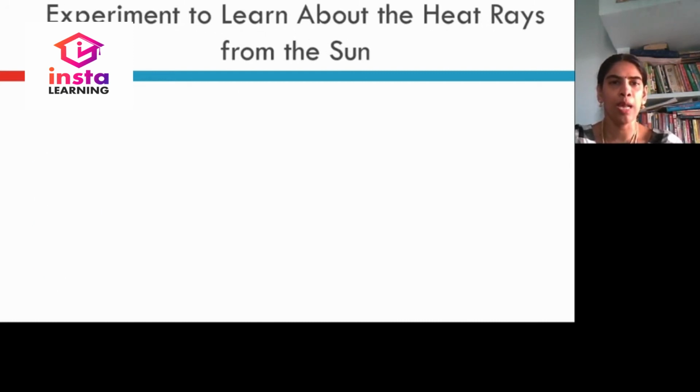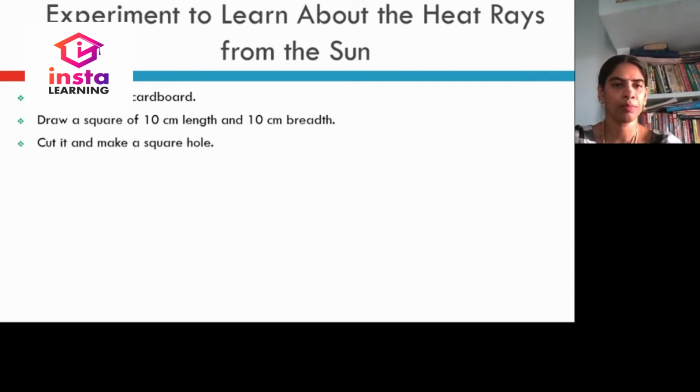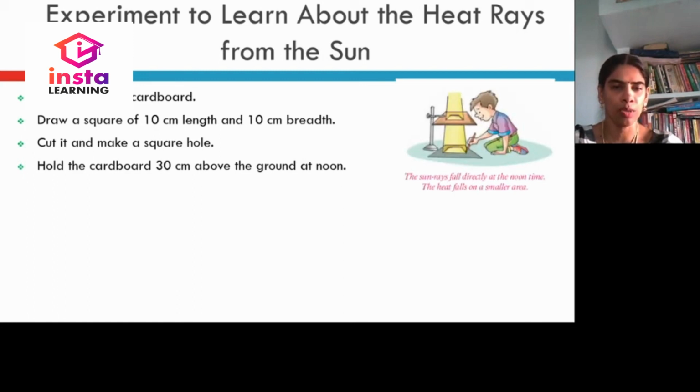Let us perform an experiment to learn about the heat rays from the sun. Take a piece of cardboard. Draw a square of 10 cm length and 10 cm breadth in the middle. Cut it and make a square hole. Hold the cardboard 30 cm above the ground at noon. Adjust the cardboard so that it faces towards the sun.